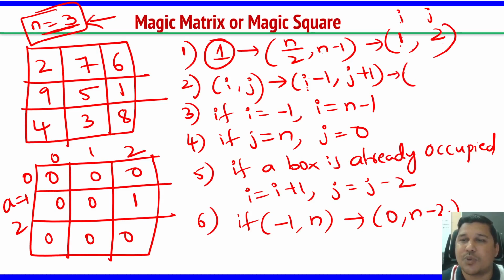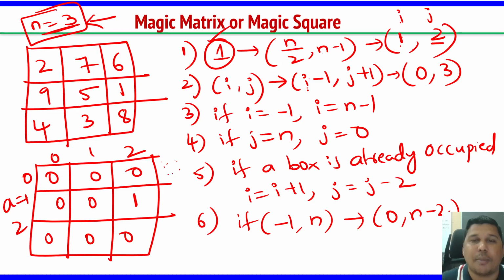1 minus 1, 0. Okay. What is my j here? 2 plus 1, it is 3. So now it means the second number, what was the previous number? 1. The second number I have to fill at location 0 comma 3. But do we have a location 0 comma 3? No, there exists no box here 0 comma 3.